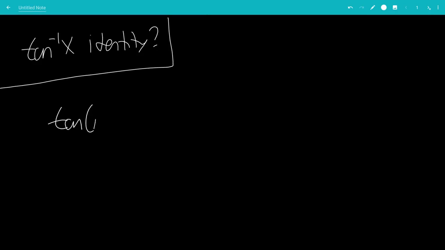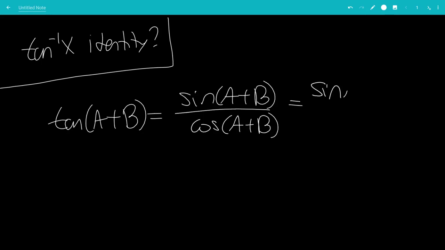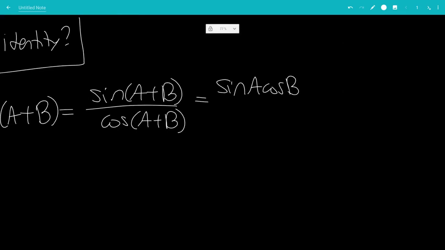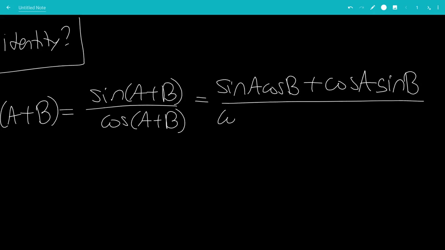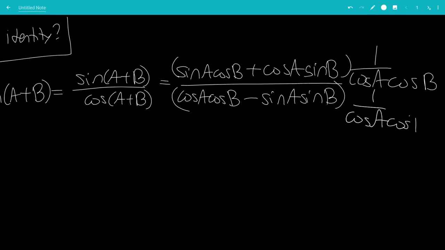So tangent of A plus B is sine of A plus B over cosine of A plus B. Sine of A plus B is sine A cosine B plus cosine A sine B, all over cosine A cosine B minus sine A sine B. We're going to divide top and bottom by this term, so it'll be 1 over cosine A cosine B, 1 over cosine A cosine B.